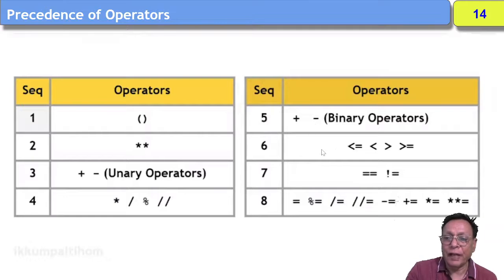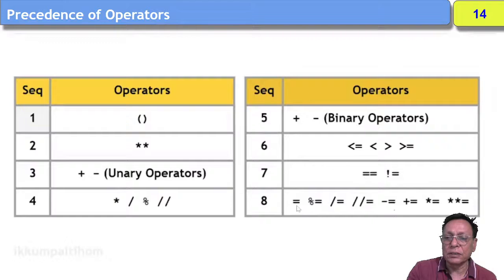In the next sequence, we have relational operators: less than, less than or equal, greater than, and greater than or equal. Whichever comes first will be executed first. On seventh sequence, we have equal and not equal. Out of these two operators, whichever comes first will be executed first.